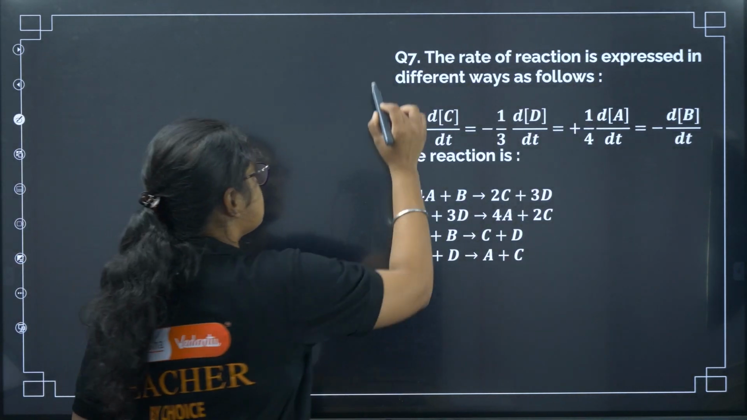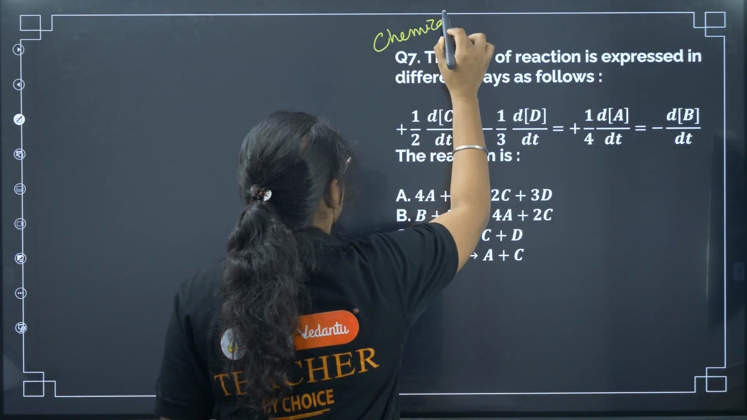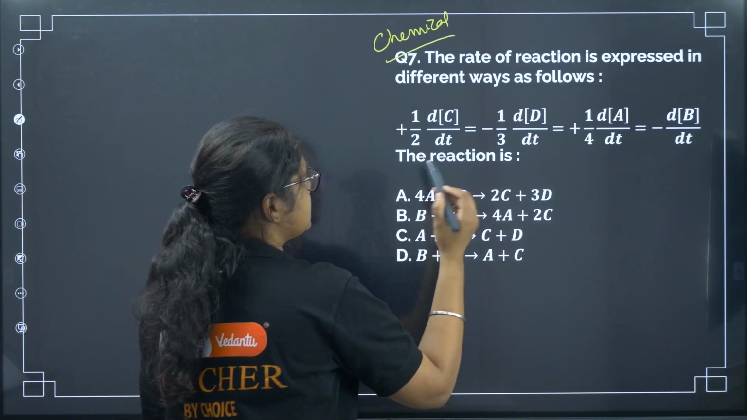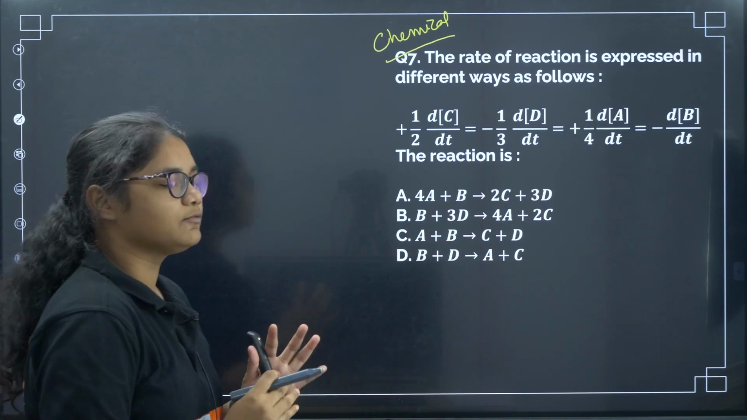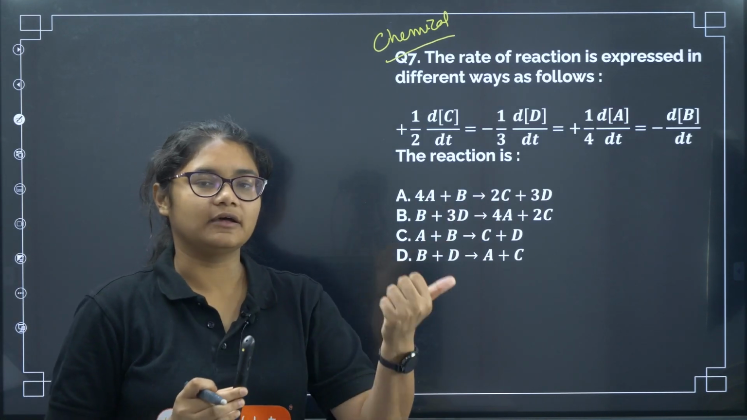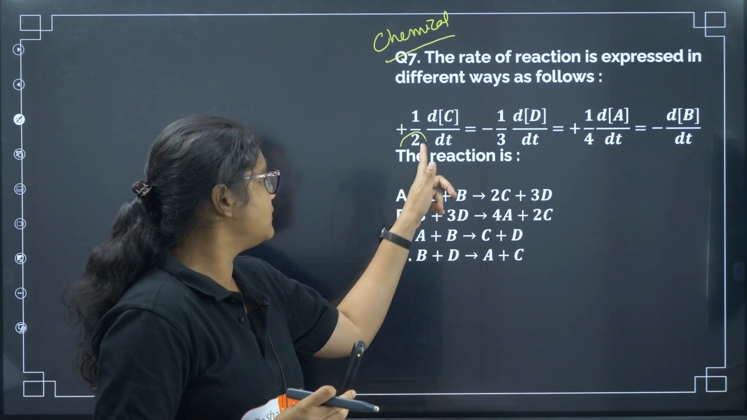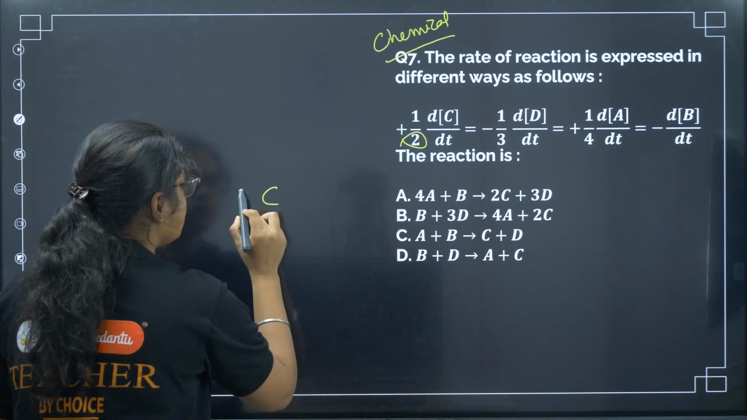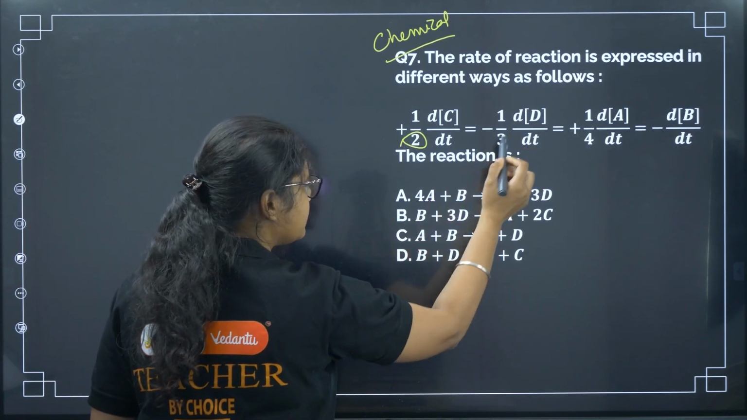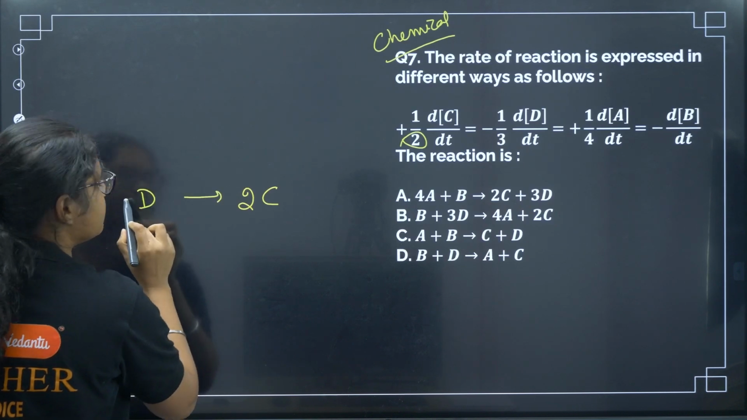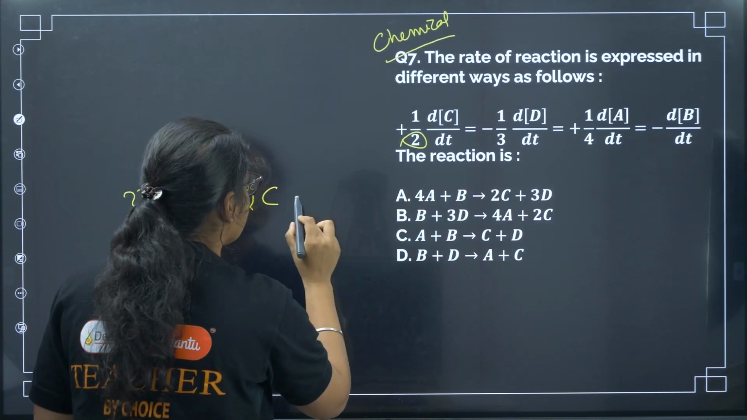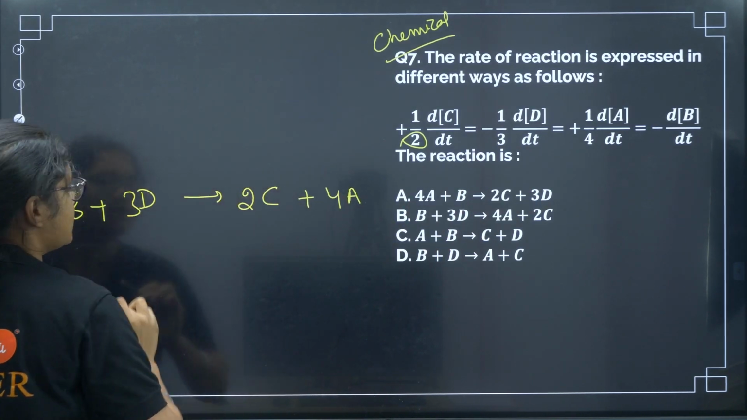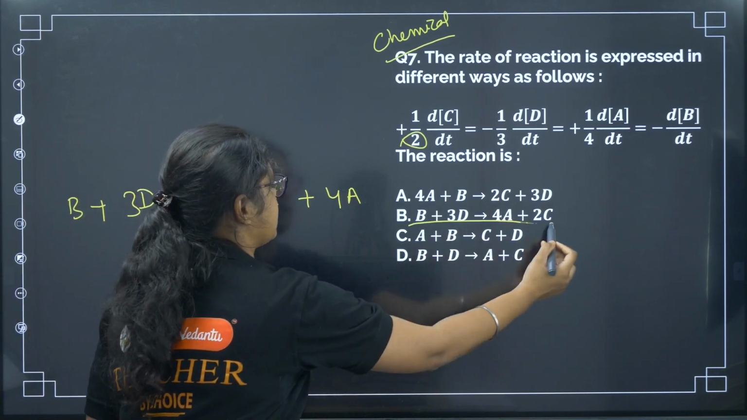Next, the question is from your chemical kinetics, one of the very high weightage topic and scoring topic. I hope everyone would have solved this question. So the rate of the reaction is expressed in different ways as follows. So differential rate equation, here you have to remember positive sign is used for products, minus sign is used for reactants, and the denominator here represents the coefficient, right? So you see C is plus, so it will be on the product side, then 2C will be there. Now D is with minus, so D must be reactant, and we have 3D there. Then A is again product, so A has to be here with 4A because 4 is the denominator, and B has to be in the reactant side. So B plus 3D gives 4A plus 2C, that is your option number B.